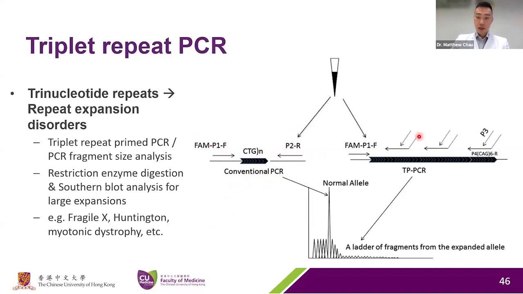So you can add primers that also prime to the repeats. And this would basically give you random priming throughout the triplet repeat, giving you a ladder approach of different fragment sizes. And we would be able to tell there is a larger allele that cannot be amplified. Basically, you would see this ladder approach indicating that there is a larger allele.